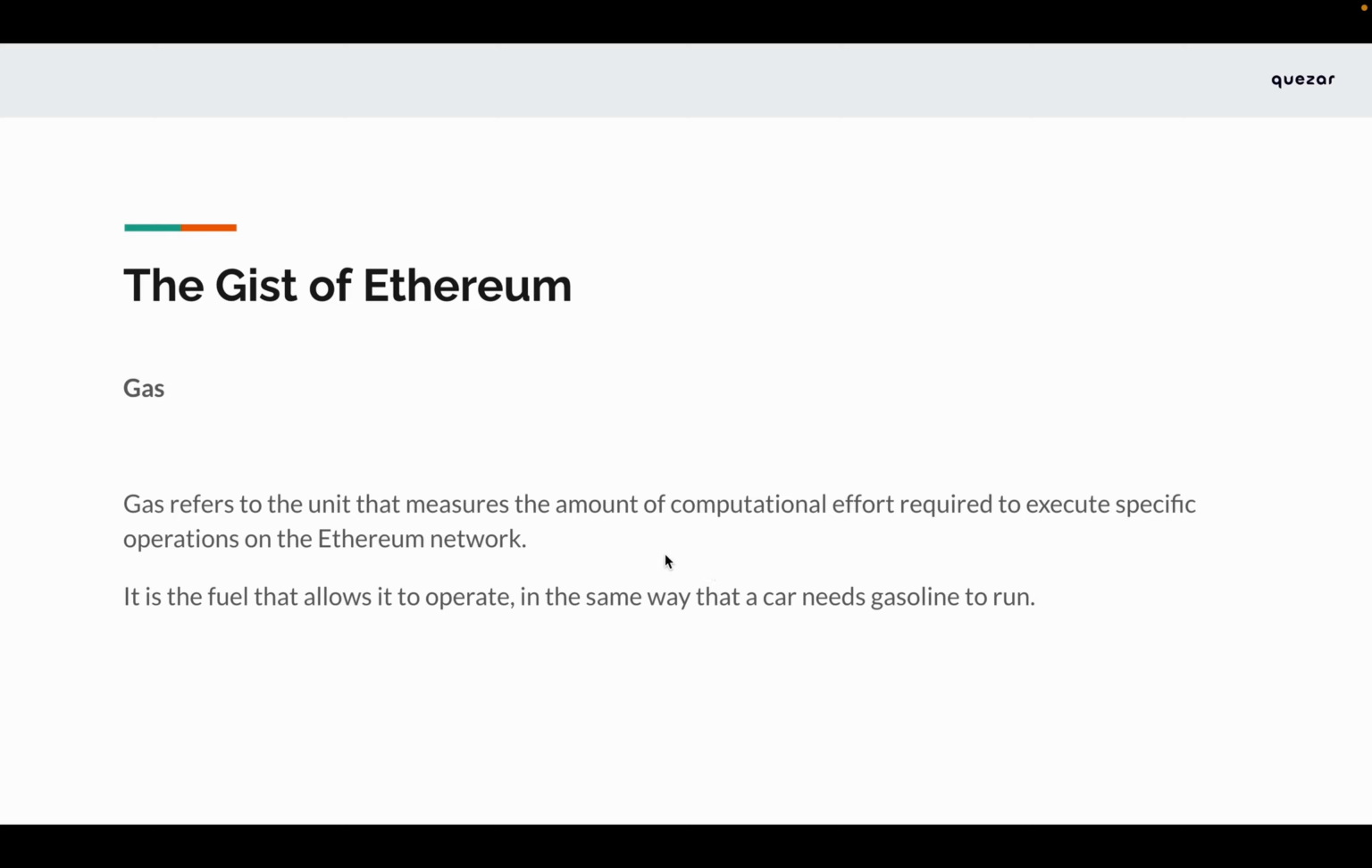Gas is simply a unit that measures the amount of computational effort required to execute some specific operations on the Ethereum network. It is similar to a fuel that allows it to operate, in the same way that a car needs gasoline or battery to run.